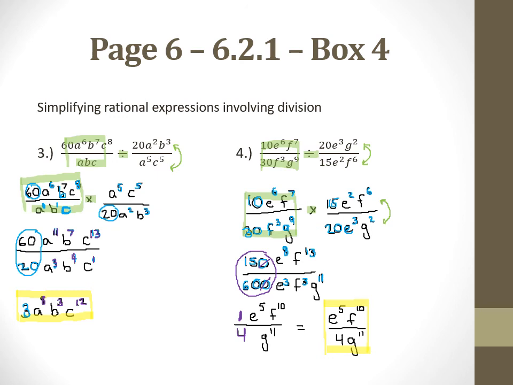Then for the variables, I've got 8 minus 3, leaves me with e to the 5th power. For the f's, I've got 13 minus 3, leaves me with f to the 10th. And this g to the 11th in the denominator doesn't have any other g's to combine with, so g to the 11th stays in the denominator. So I've got 1 e to the 5th, f to the 10th, or simply e to the 5th, f to the 10th, divided by 4g to the 11th as my final answer.